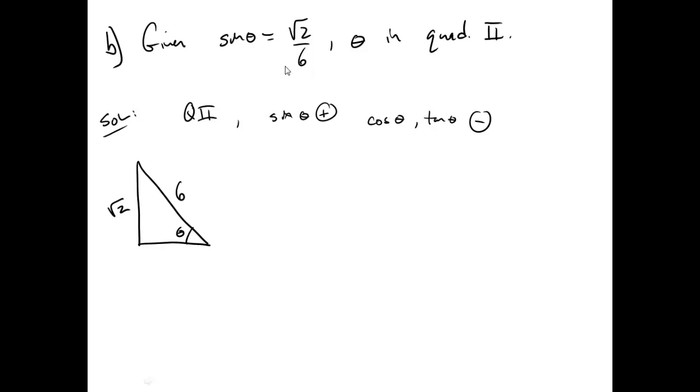And we're trying to solve for this side down here. Let's call it x for now. And we're going to use the Pythagorean theorem. So we get x squared plus the square root of 2 squared equals 6 squared.